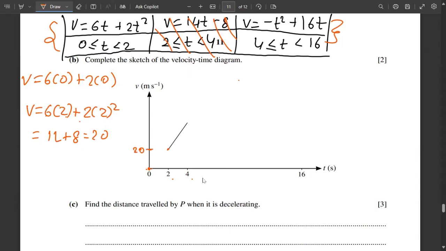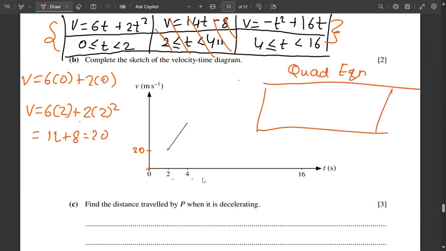Now, will the graph be like this or will the graph be like this? This is the major question to ask here. Now, what I want to tell you is to understand: in a quadratic equation, there are two possibilities. What is a quadratic equation? The quadratic equation is ax square plus bx plus c.